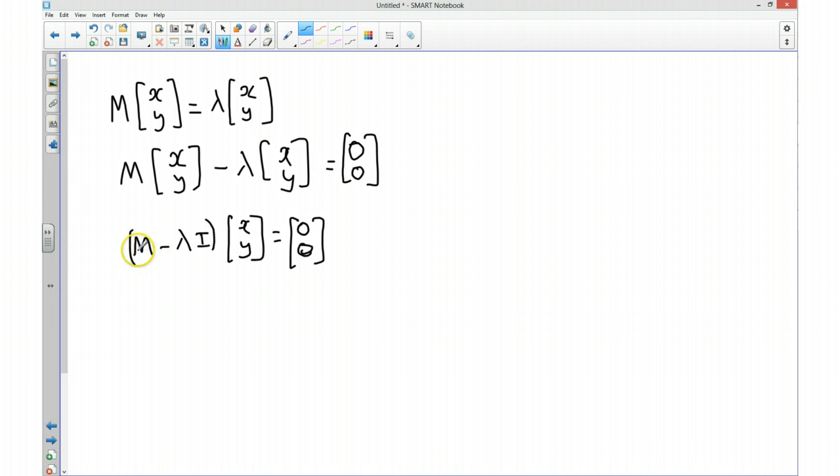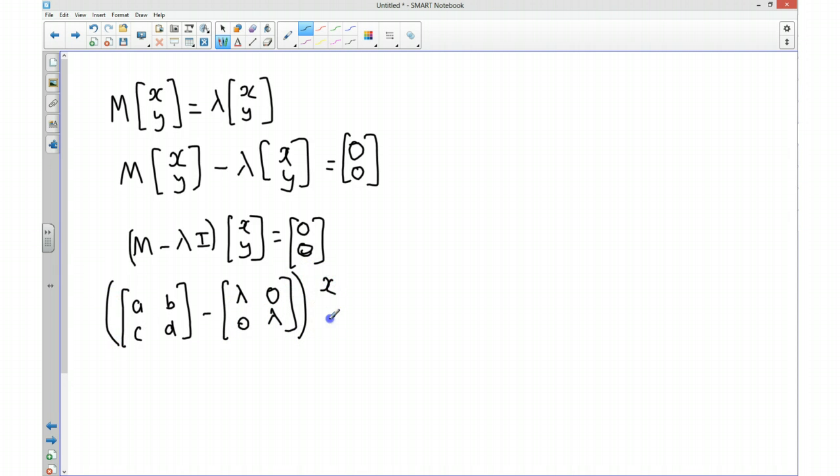Okay, so this and this and this all mean the same thing, it's just written in a slightly different way. Okay, so I'm going to let M be the matrix [[a, b], [c, d]], so I'm going to replace M with [[a, b], [c, d]], and lambda I is going to be [[lambda, 0], [0, lambda]], and if I times that by (x, y), I get that there.